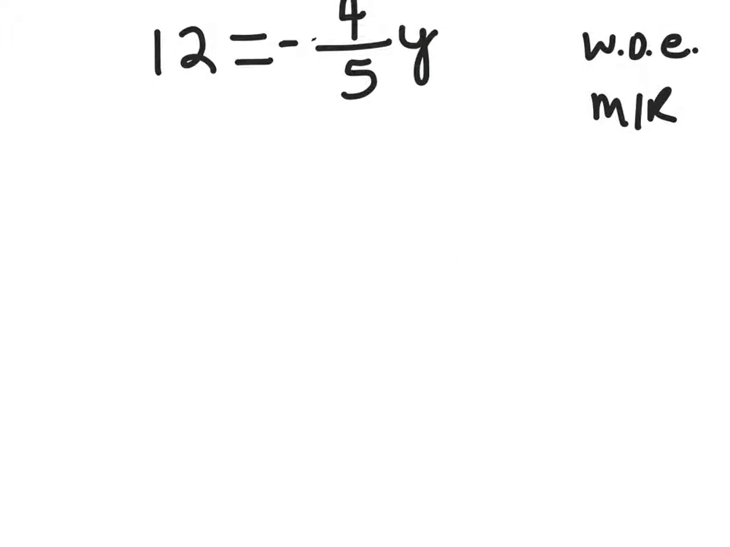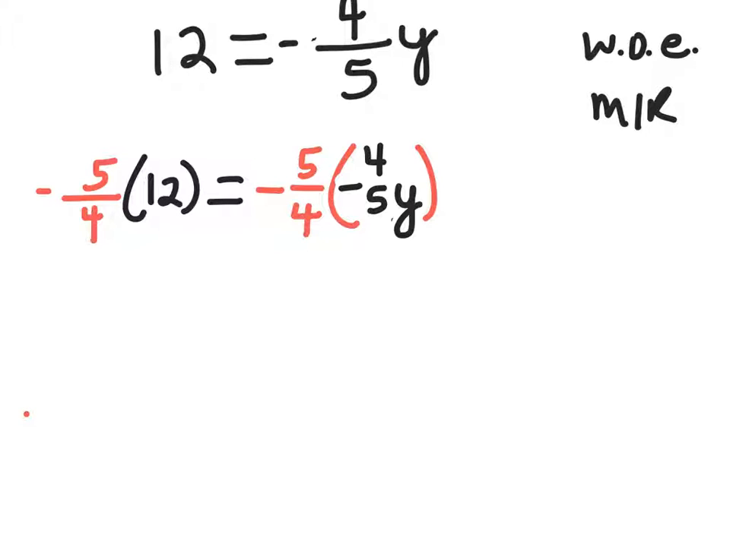Okay, here's another one. We have 12 equals negative 4/5 times y. We want to multiply each side by the reciprocal, so I've written that out with the reciprocal of the 4/5. When we do that, we can eliminate on this side, and we have 2 negatives, so we're going to end up with just a y there, no negative sign.